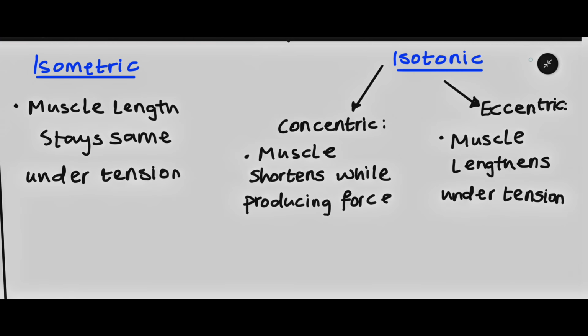On the isotonic, we have concentric and eccentric. Isotonic just means the muscle is changing length. So concentric means the muscle is shortening while producing force. Eccentric means the muscle is lengthening under tension or while producing force. So these are the three types of contractions you need to know: isometric, concentric, and eccentric.